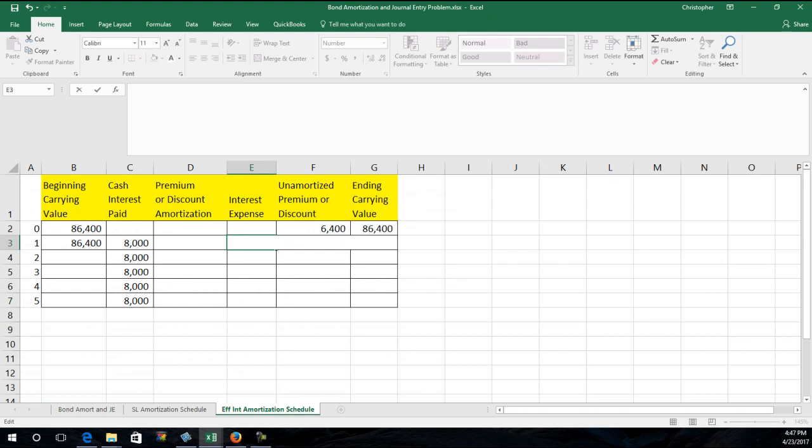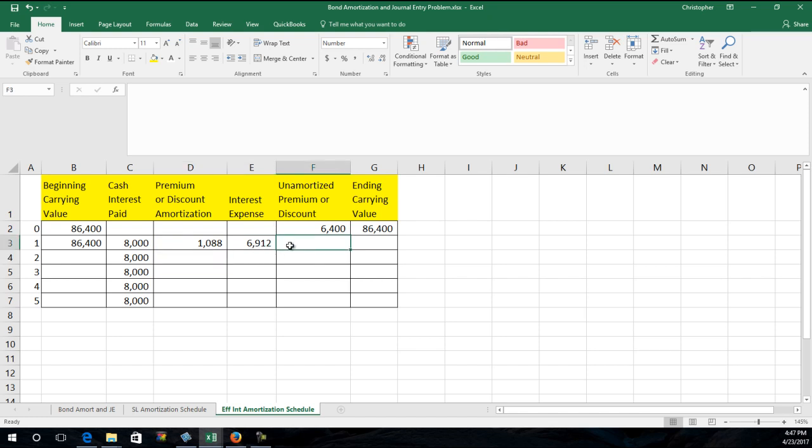It would be 0.08 multiplied by the beginning carrying value, so 69.12. Now, again, the premium amortization is still going to be the difference between cash interest paid and interest expense. It was the other way around in the straight line, where the interest expense was the difference between the first two. Either way, the interest expense and the premium amortization have to equal $8,000. So that's not a question.